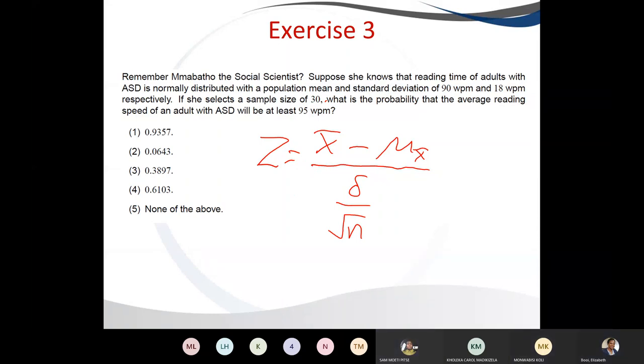And you must also remember the words. It says at least. So what does at least mean? Greater than or equal.